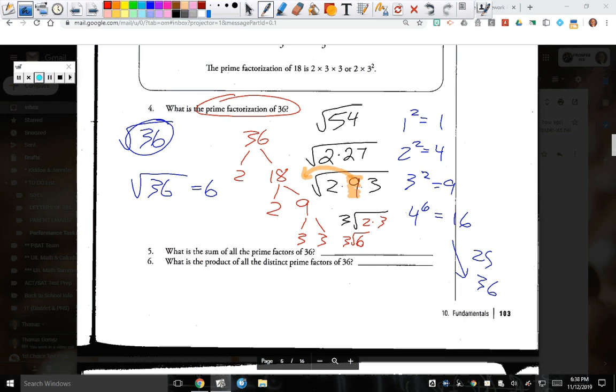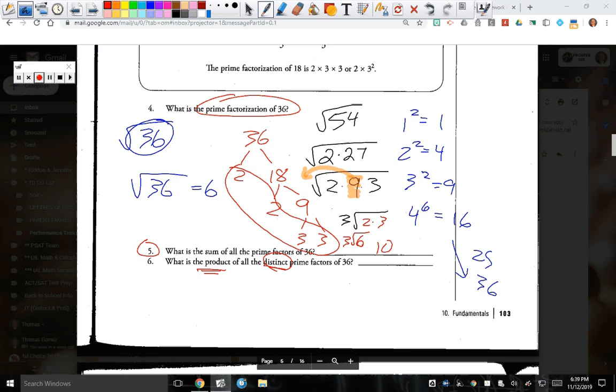You with me? Now, if these are prime factorizations, what's the answer to number 5? 10. What is the product of the distinct? What does that mean? We talked about that, I think, last class. Does distinct mean just like that number, right? So it'd be just 2 and 3.